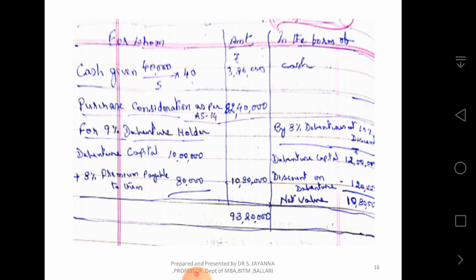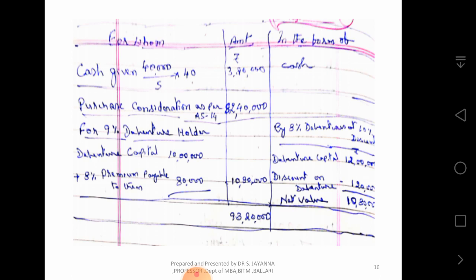In this computation of purchase consideration, payment to debenture holders is not added, because as per Accounting Standard 14 it is not to be taken. That's why we have not taken it. Purchase consideration is calculated by considering preference share capital, equity share capital and cash given. So preference shareholders get 21 lakh 60,000, for equity shares 57 lakh 60,000 is given, and cash given is 3 lakh 80,000. If you add these three, you get 82 lakh 40,000.